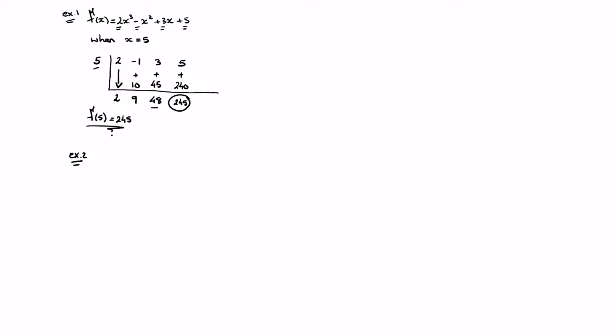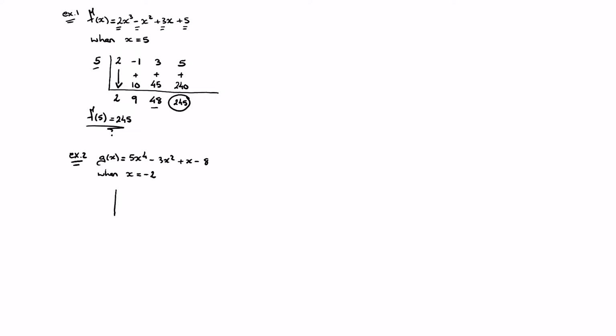Let's say we're given the following polynomial. g of x equals 5x to the power of 4 minus 3x squared plus x minus 8, and we're asked to evaluate this when x equals negative 2. Well, looking at this polynomial function, one thing we notice is that it doesn't have any x cubed term. What this means is that the x cubed term's coefficient is 0, and we must remember to write that inside the table.